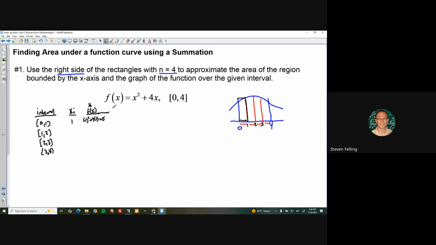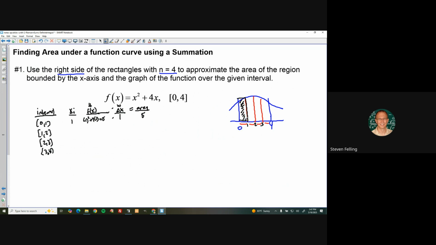And then we're going to take that height and multiply by a width, which is a little change in x. Right? So how wide is that width? Well, the interval goes from 0 to 1, so this width is 1. And if I take 5 times 1, that will give me the area of that one rectangle. It's 5. That means there are 5 units of area inside that one rectangle.